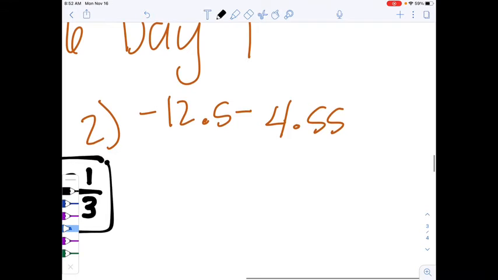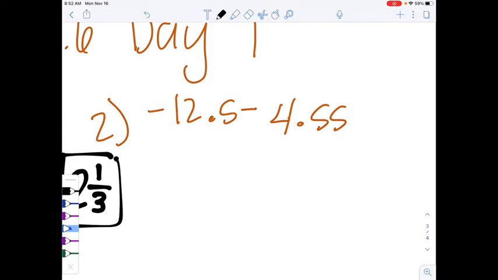The next one is negative 12.5 minus 4.55. Since my first number is smaller, I have to add up on this subtraction. So instead of minus 4 and 55/100ths, I'm going to change it to plus negative 4 and 55/100ths. Now they have the same sign, so I'm going to add them together and keep the sign.